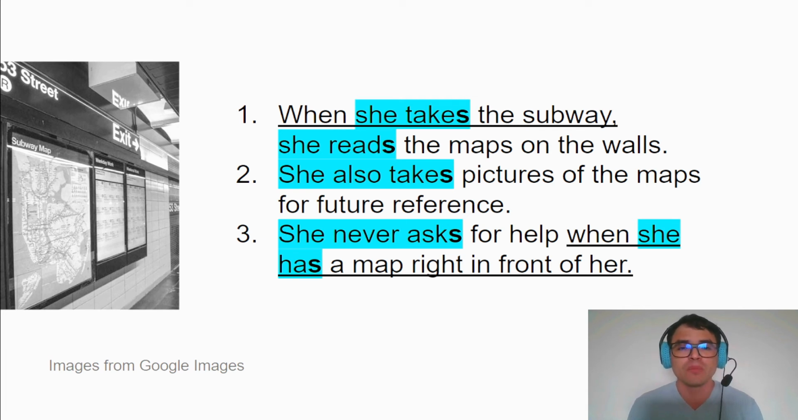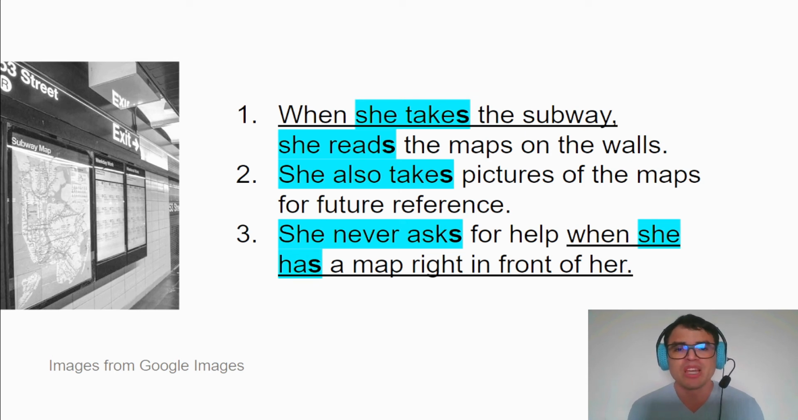According to the picture, you may say things like this. Number 1, when she takes the subway, she reads the maps on the walls. Simple present, she takes, she reads. Do you see a time clause? Yes, when she takes the subway. That gives you information about timing.